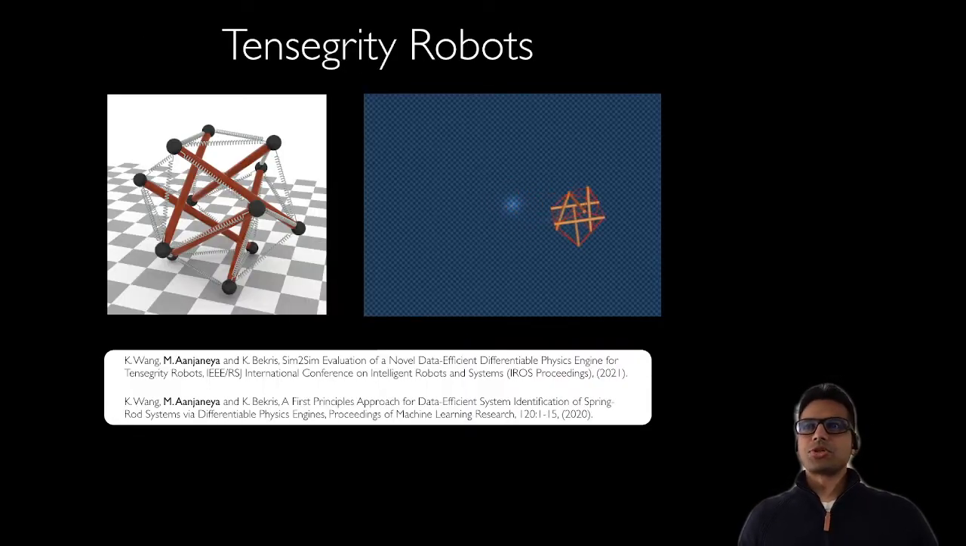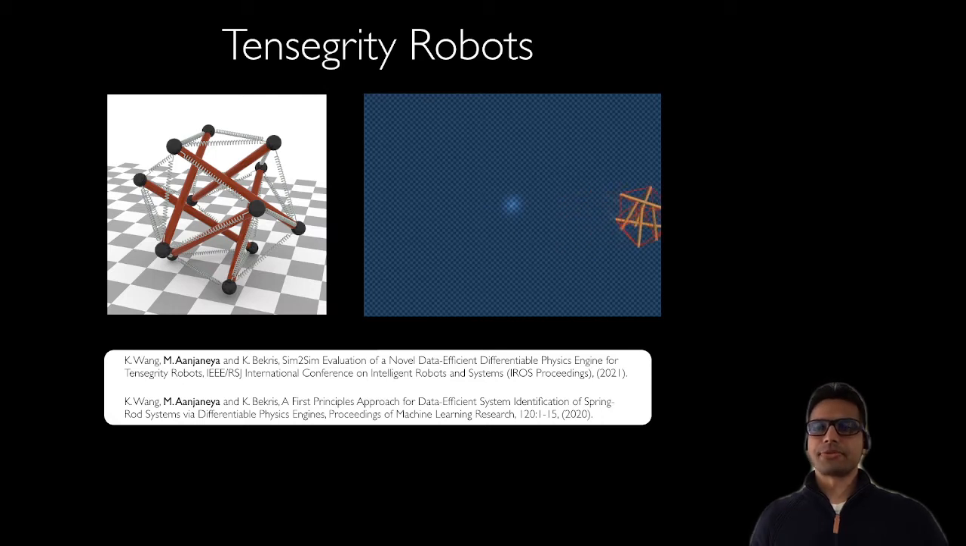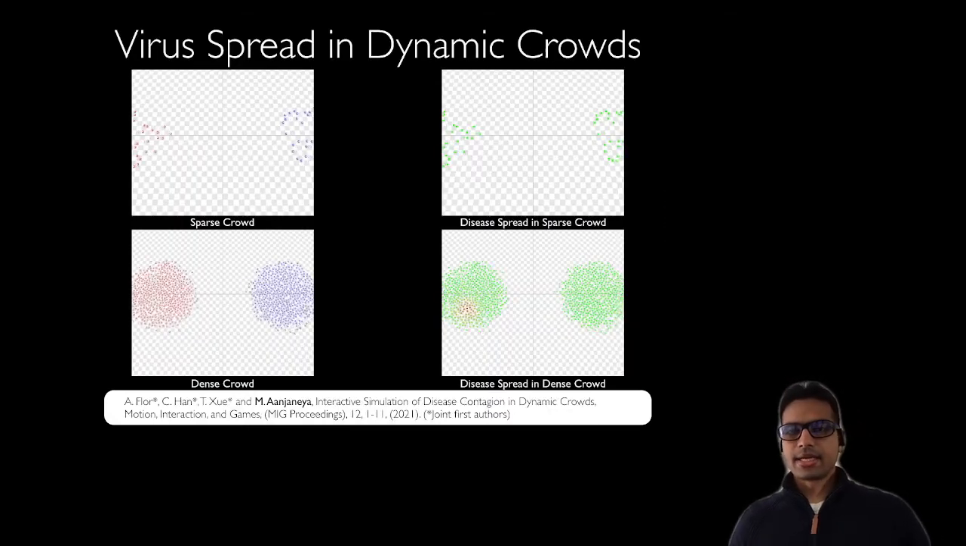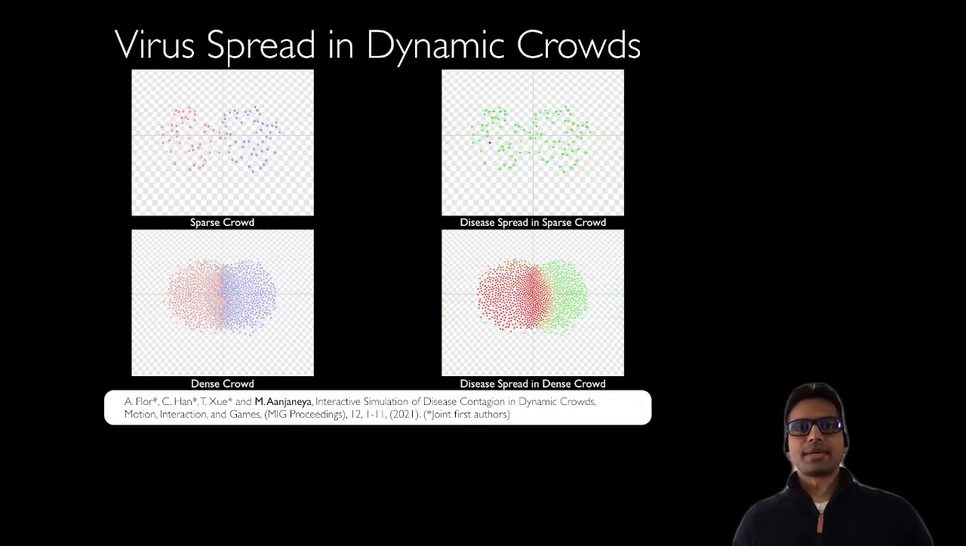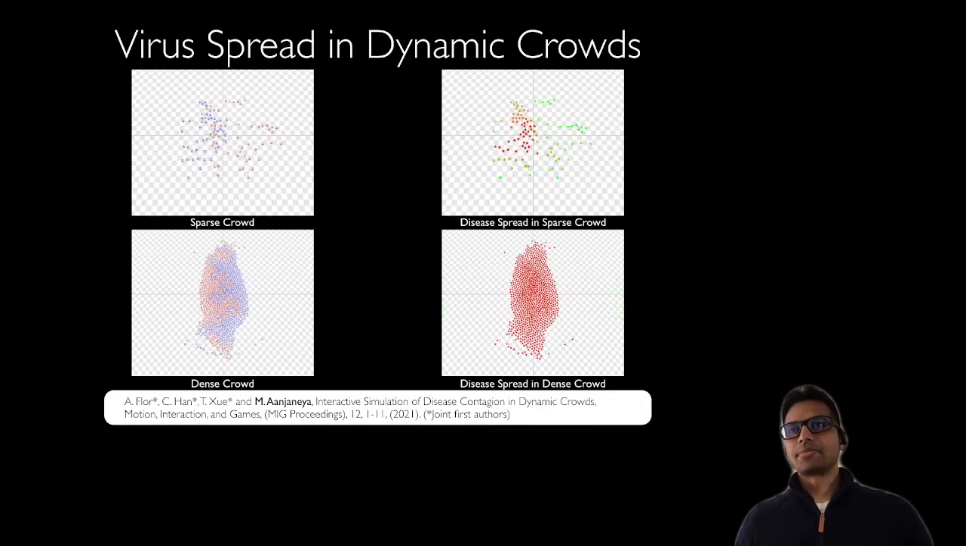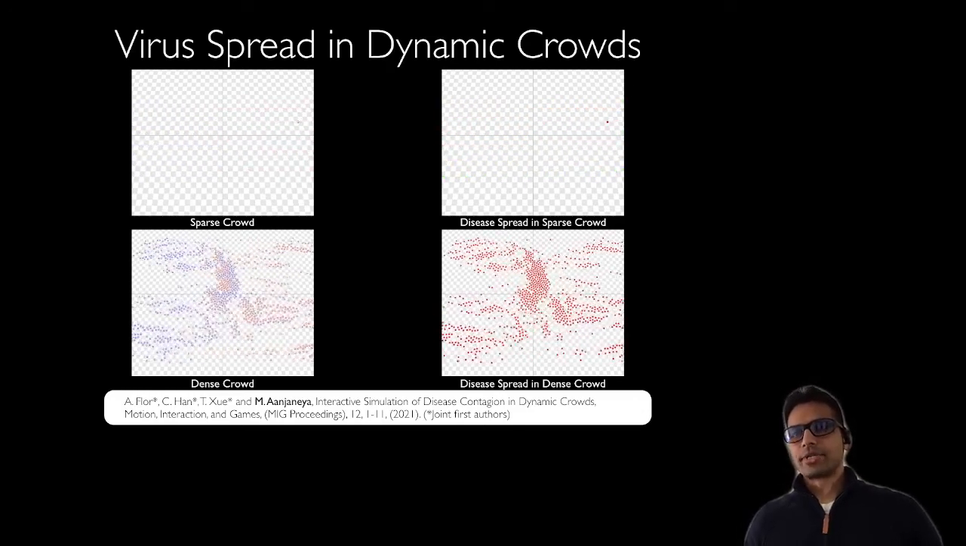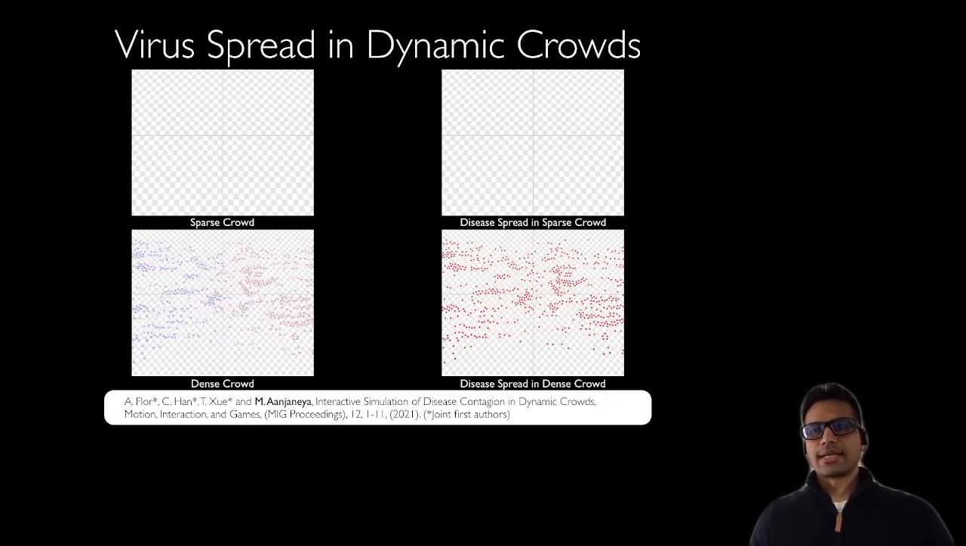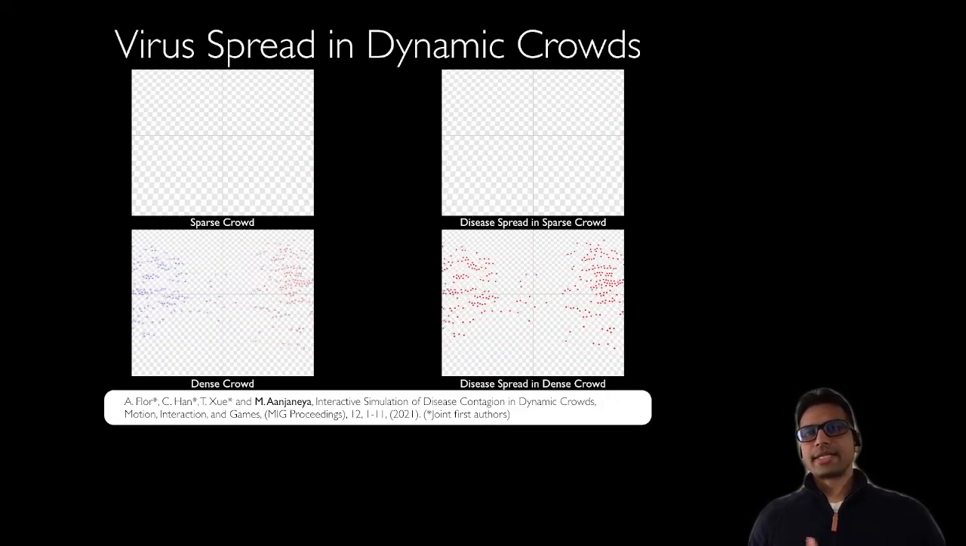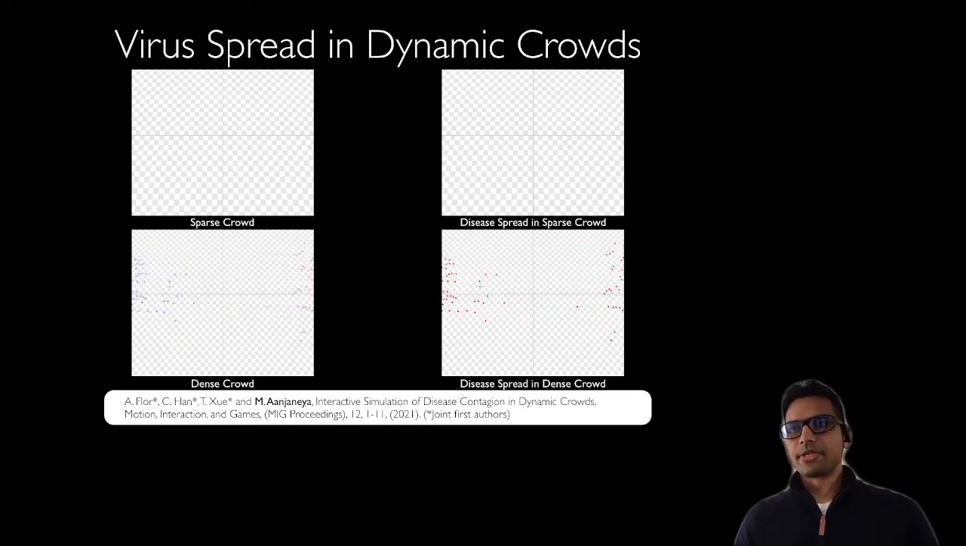Then simulation tools are also of value for motion planning in robotics, particularly for robotic platforms such as the tensegrity platform shown here that has a very high number of degrees of freedom. And finally, simulation also has importance for predicting disease spread in dynamic crowds. So this was our attempt to model COVID spread in open crowds, and this is a very recent work coming out of my lab. So please feel free to check my website for more details.